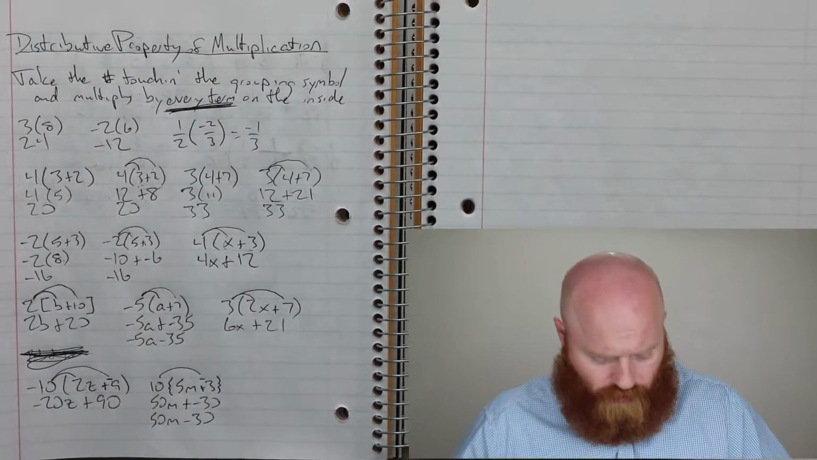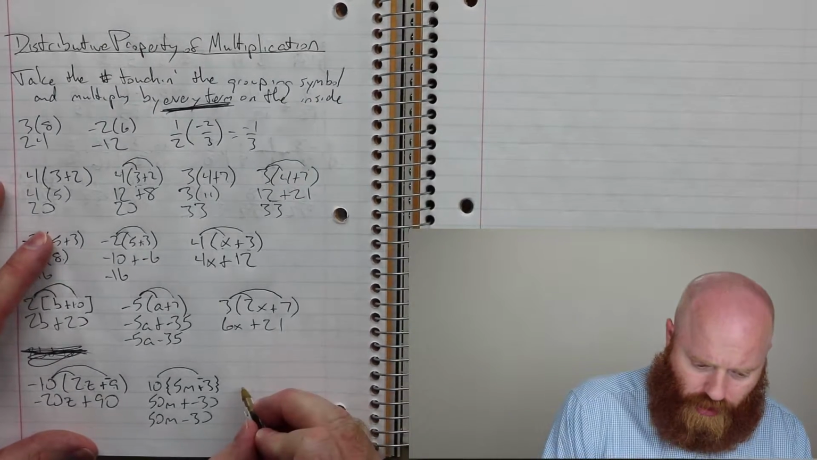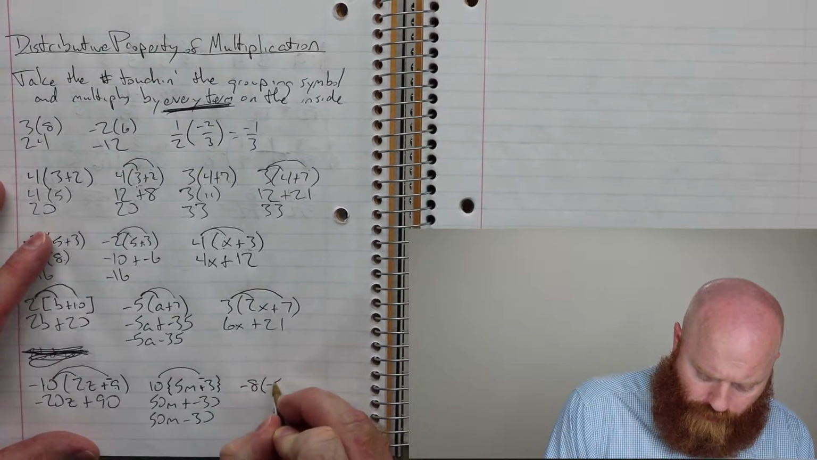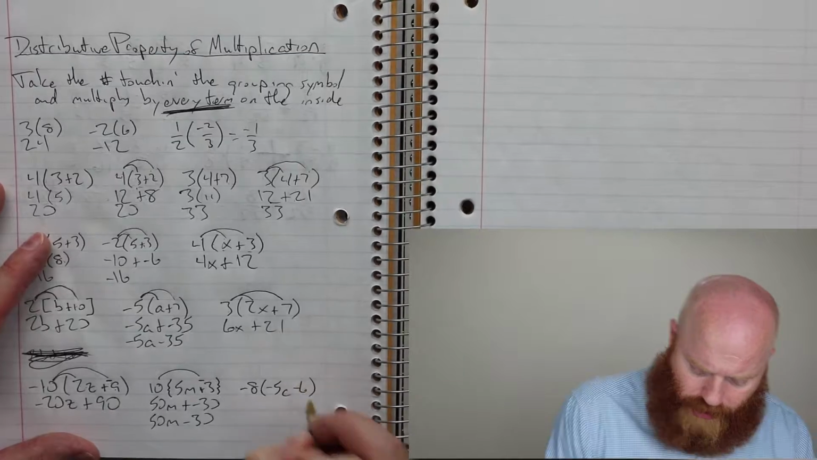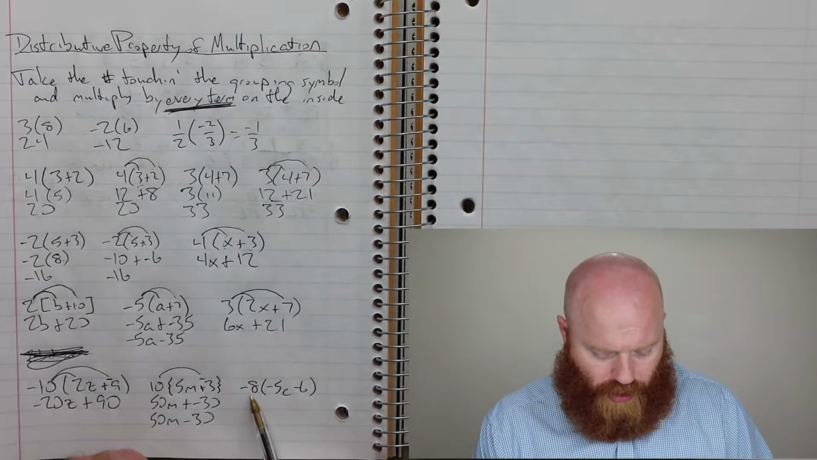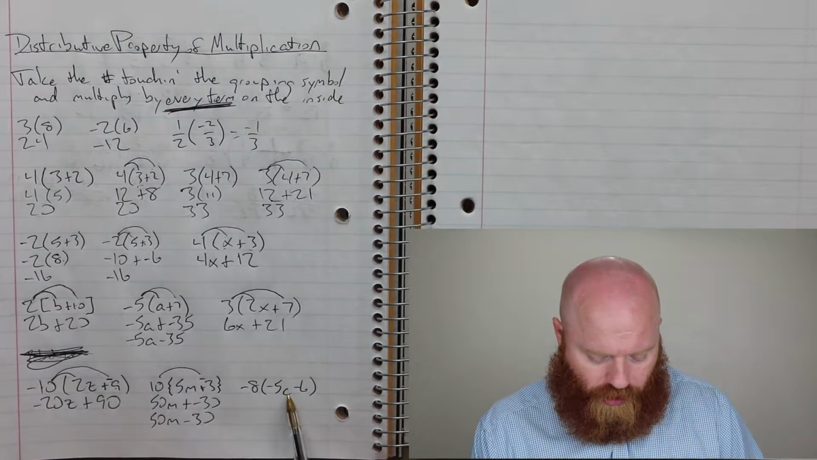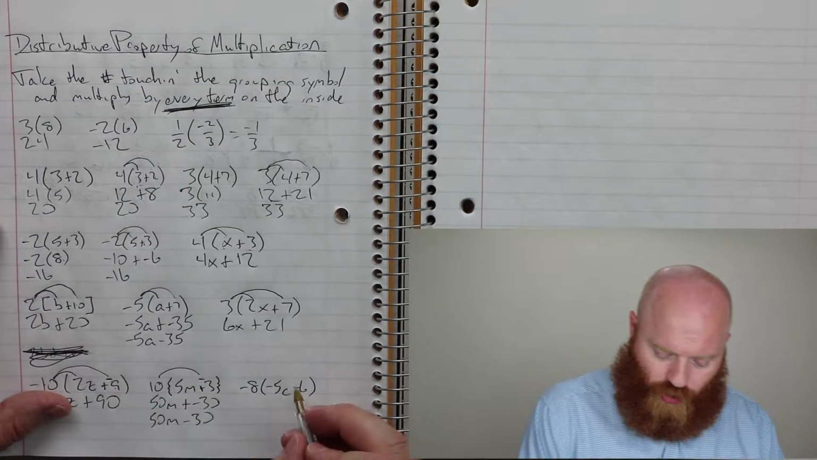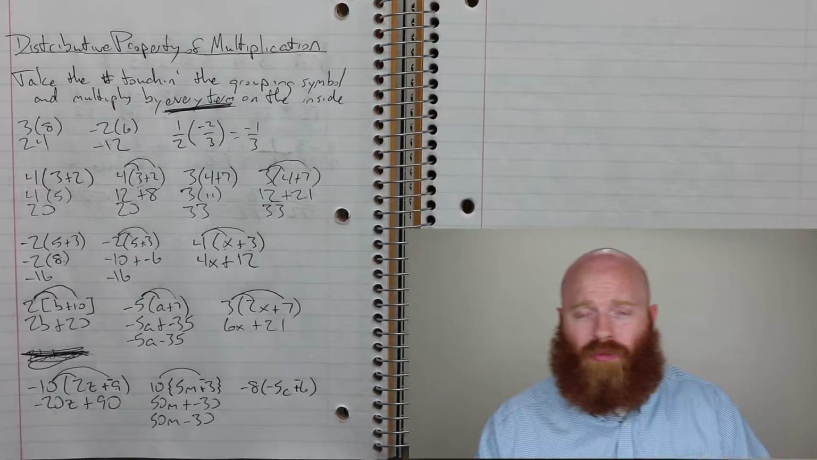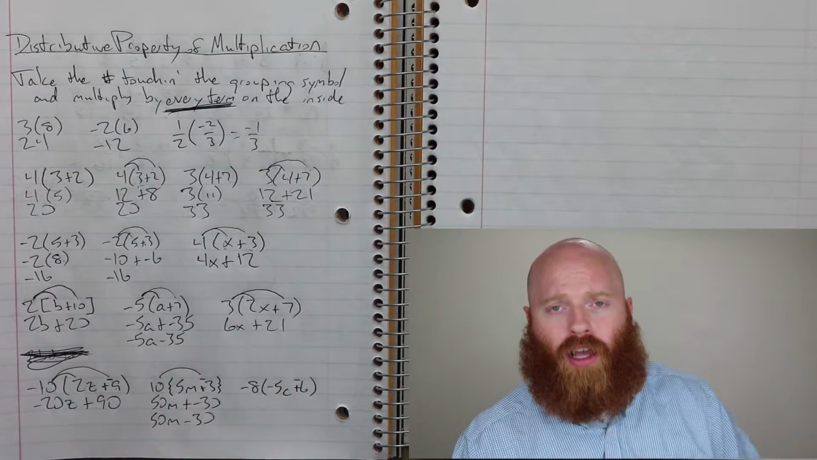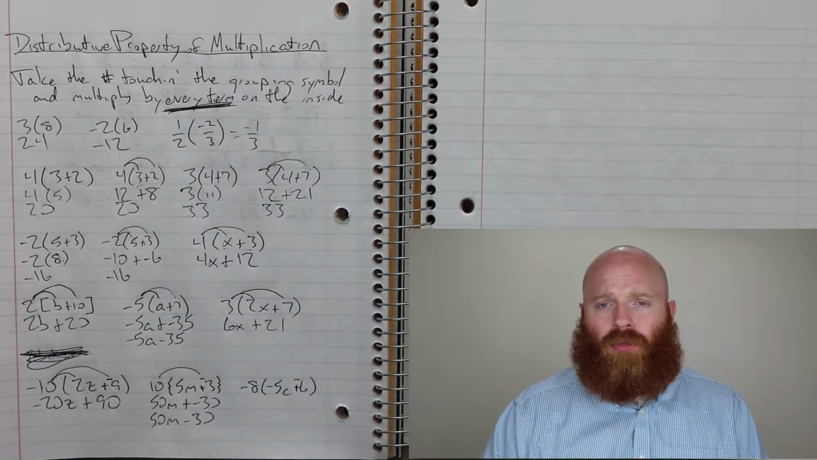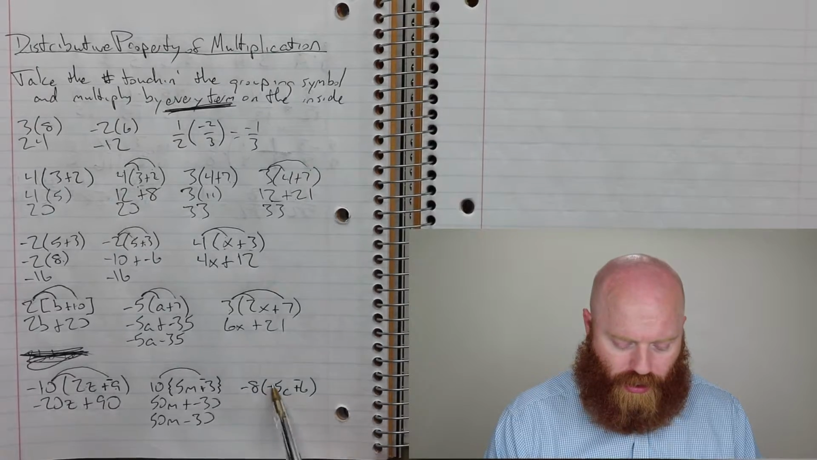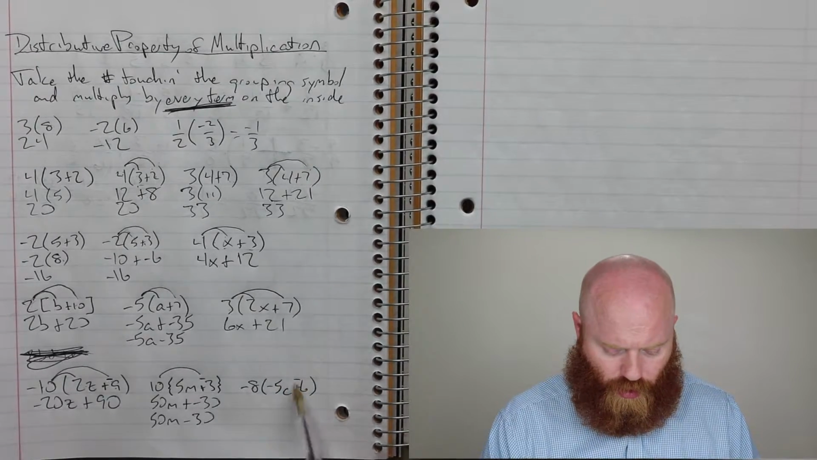What if I got a bunch of negatives times some negatives and some subtractions? Hey, guess what? I don't care. Let's deal with it. Negative 8 times the quantity negative 5c minus 6. I'm going to put two pen strokes on here so I don't mess that up. I've got negative, subtraction. Get rid of them and get a plus sign. I can deal with negatives. I don't deal with subtractions. So two pen strokes right there.